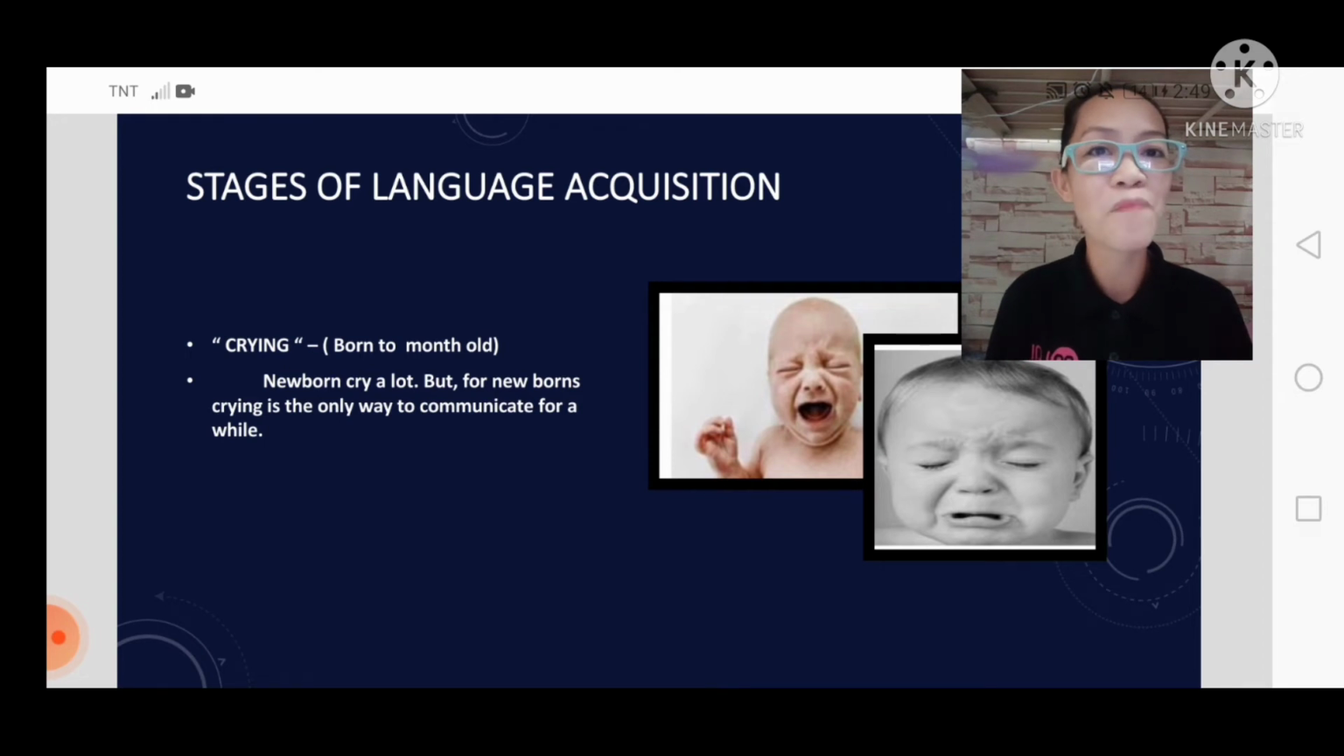So if the newborn is crying, you can predict how the baby feels. Maybe they need something, maybe they need comfort, maybe they need their diaper changed, or maybe they are hurt somewhere. That is the first stage of language acquisition from infants. They use this language, crying, to get what they want, to satisfy their needs.